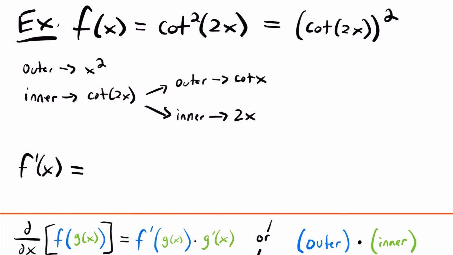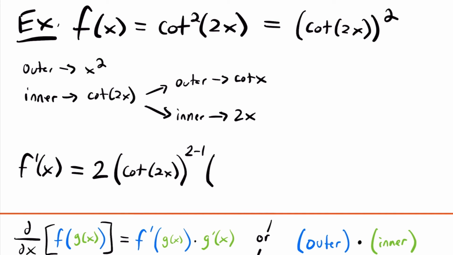going to be equal first to the derivative of our outside function here. So first we're going to be taking the derivative of this x squared quantity, right? We're going to have 2 times this inside function, and we're not going to change that at all. So we're going to have cotangent of 2x, and then we're going to subtract 1 from our exponent, following our power rule, so we'll have 2 minus 1. And then we're going to multiply by the derivative of our inside function.